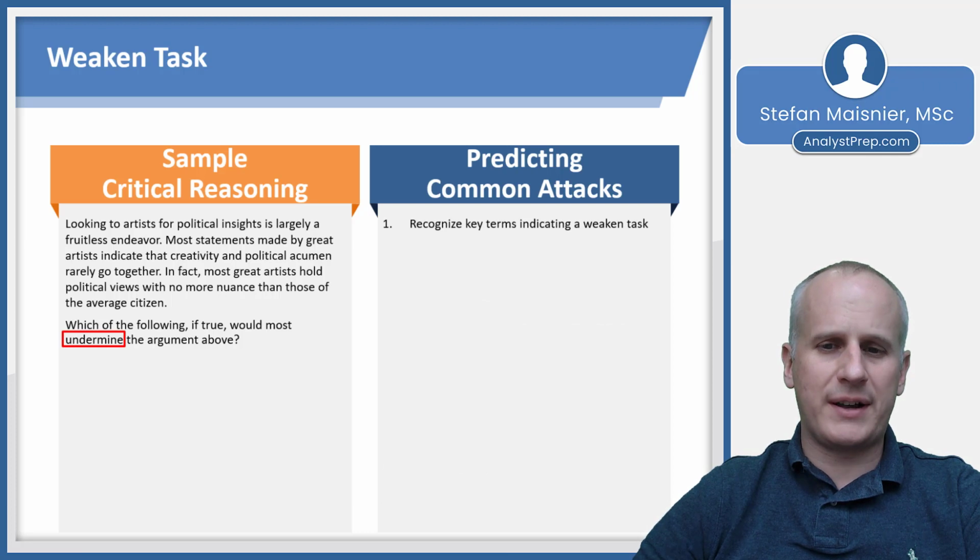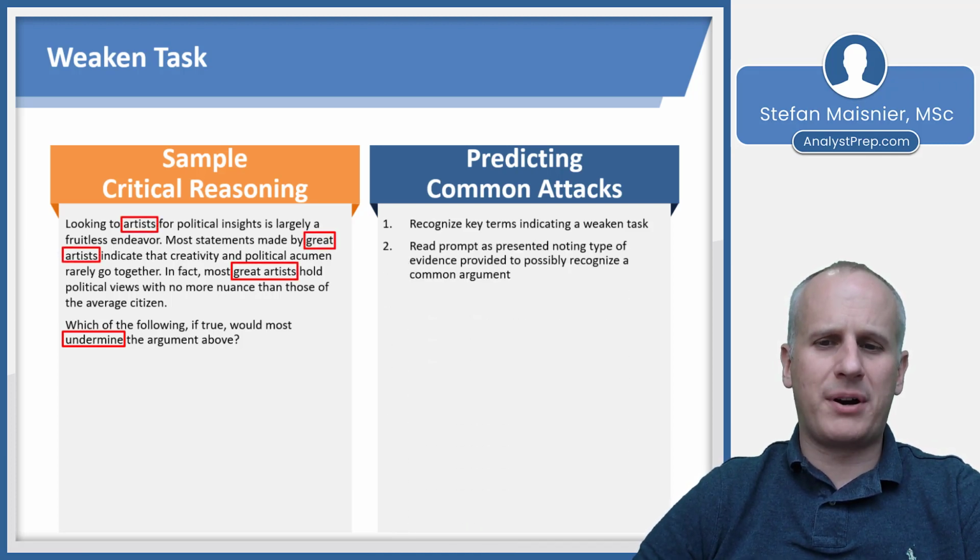So first, we've got to recognize the key term indicating a weaken task, in this case, undermine. So I just write out undermine or weaken as my task on the scratchpad. Then we'll read the prompt as presented, noting the type of evidence provided to possibly recognize a common argument. So here you'll note there's some terms that are shifting. If we read, looking to artists for political insights is largely a fruitless endeavor. Most statements made by great artists indicate that creativity and political acumen rarely go together. In fact, most great artists hold political views with no more nuance than those of the average citizen.